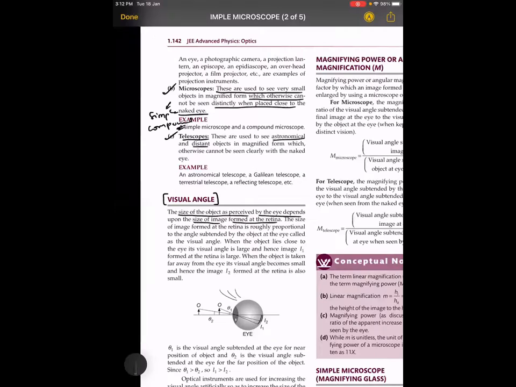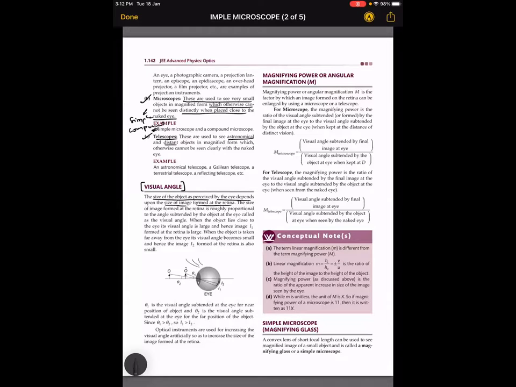If I look at this diagram, if I keep the object here, the image is formed near the retina. So the size of the image formed at the retina is roughly proportional to the angle subtended by the object at the eye, and that angle is what is called the visual angle. Guys, are you able to see what is given here?